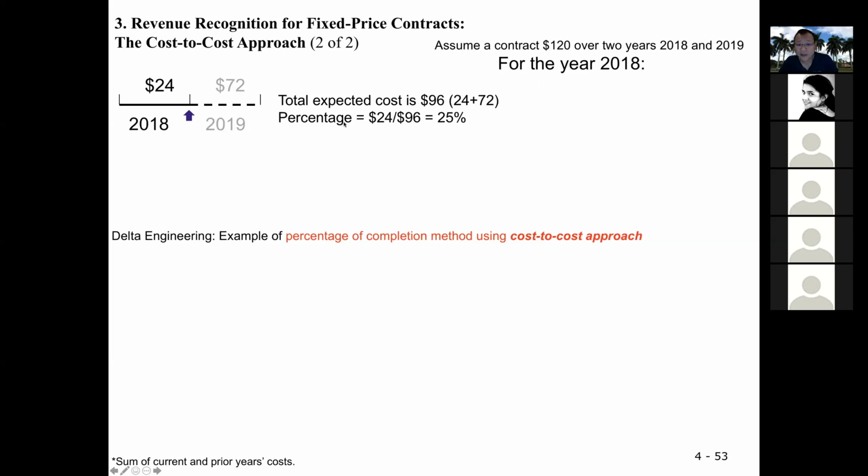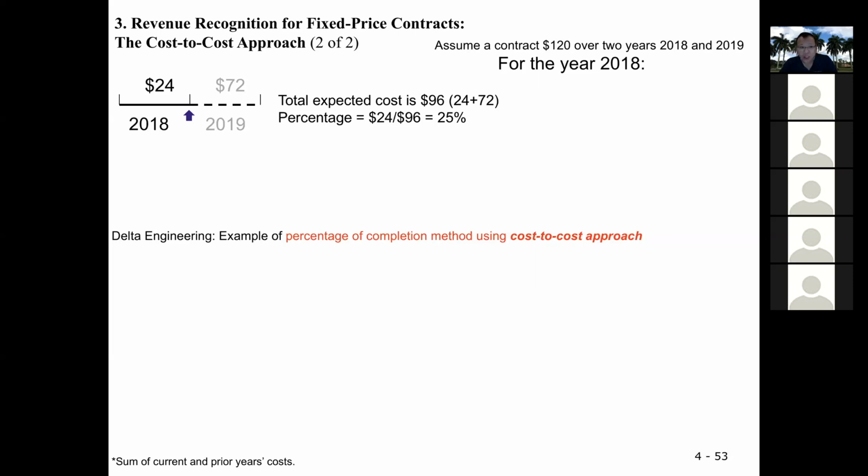So the percentage of completion is the cost incurred to date here. Remember this time point here, 24 divided by total expected, 96. That's your 25%. Any questions here? Sorry, how do you come up with the number? Sorry, Tim. Go ahead. I was asking, if you have to calculate the total actual cost, then you just have to do it the opposite way? Total actual cost.